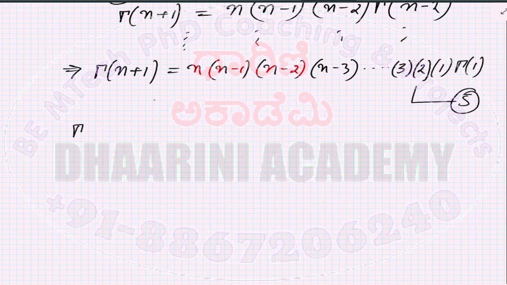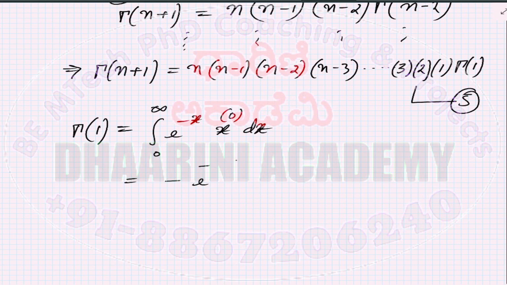So gamma of 1, use the simple definition. Definition says it is integral 0 to infinity e to the minus x into x to the power n minus 1. So if n is equal to 1, this should be n minus 1, so n minus 1 means it is 0. Okay, x to the power 0 dx. So e to the power minus x is going to be minus of e to the minus x after integration with the limits 0 to infinity.